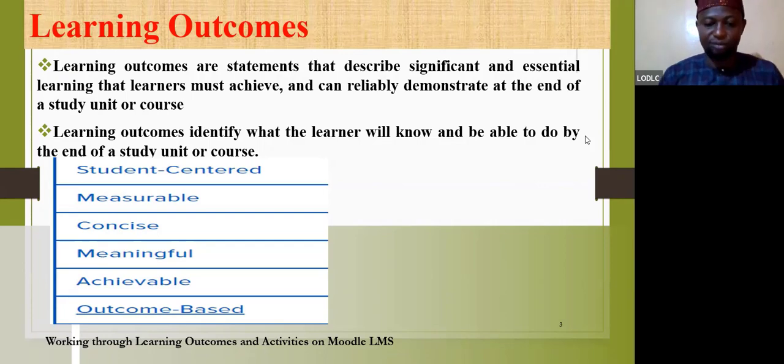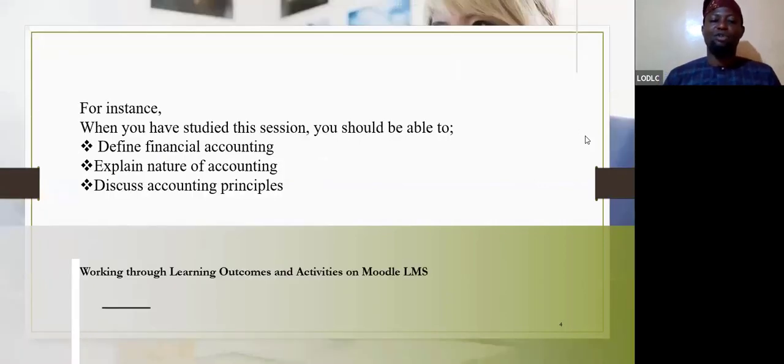Let's go on. So this is an example of how to structure learning outcomes. When you have a particular course and a particular topic, after you have introduced that course, the next line of action is to give your students the learning outcomes for that topic. So this is an example of learning outcomes. When you have started this session, you should be able to define financial accounting. You should be able to explain the nature of accounting, and you should be able to discuss accounting principles.